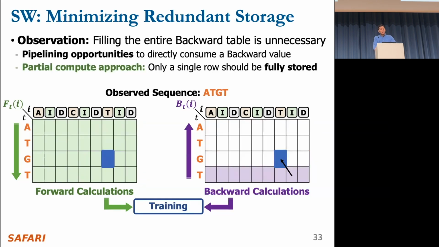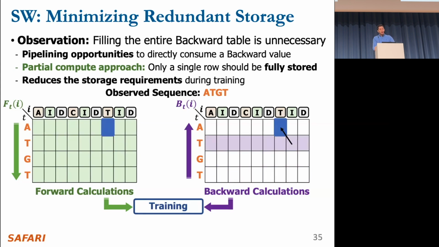So this means that this provides us some opportunity to fully calculate only a single row in the DP table, so that it can be used only in the next iteration of the DP calculation, which we call a partial compute approach over here. And we can do this basically for the entire table. And this is really useful for reducing the storage requirements during training.